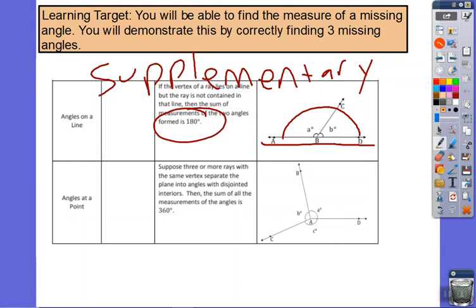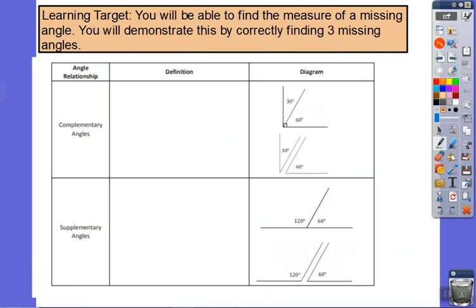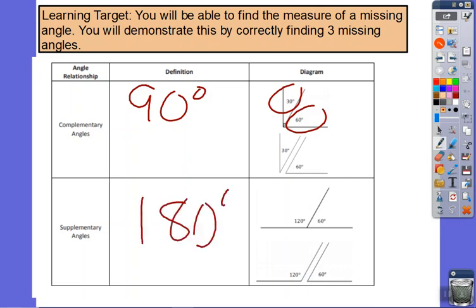And then we have angles at a point. So there's one point, and then all these angles go all the way around. All the way around would be 360 degrees. Complementary angles are two that make 90 degrees. They add up together. So in this case, we have a 30 and a 60 that add up. It could be like a 45 and a 45. And supplementary add up to 180 degrees.